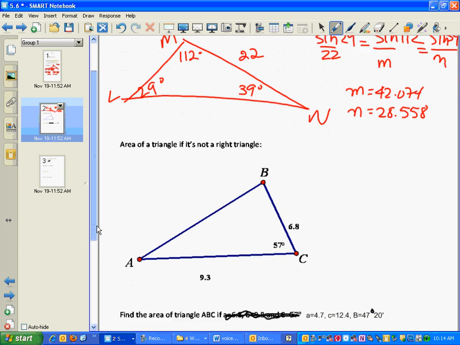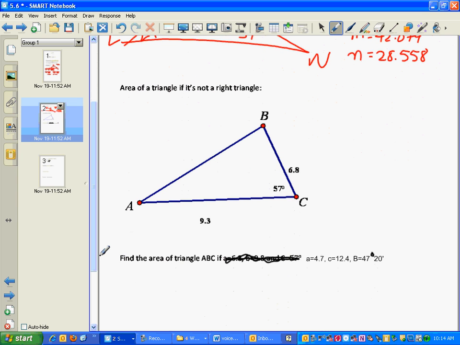Area of a triangle if it's not right. Well, notice in this case, AC is given and BC is given. These are side lengths, and angle C, which is 57 degrees, is given. This is an example, if you remember from your geometry, of side, angle, side. And so basically, I'm going to show you the hard way, and then we'll talk about the formula.